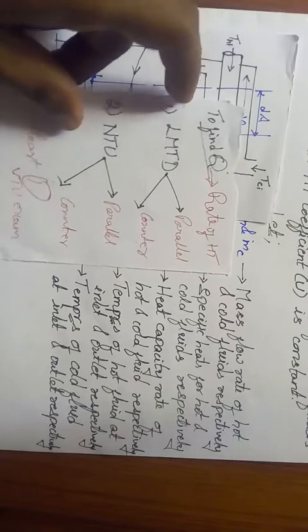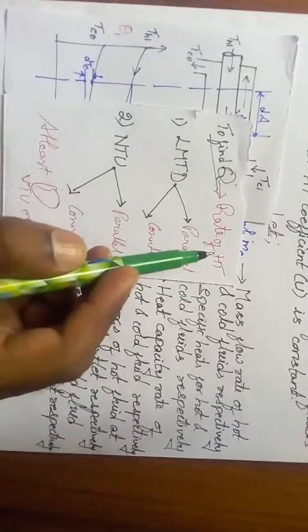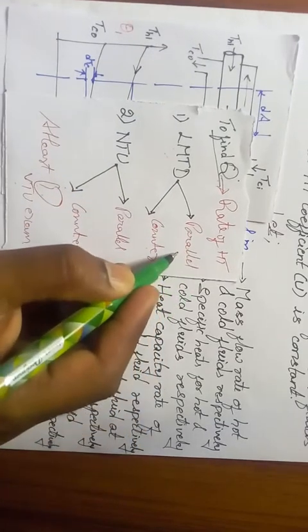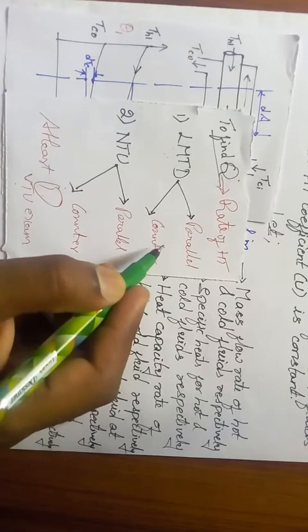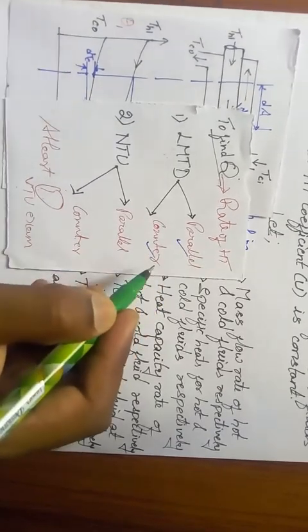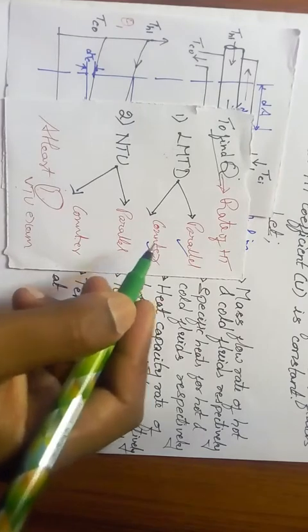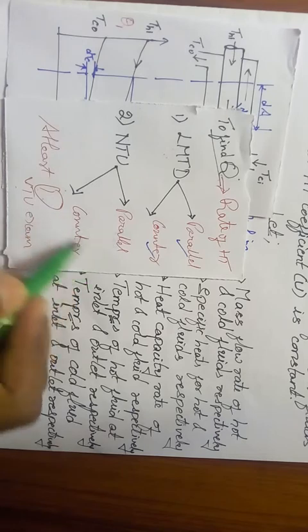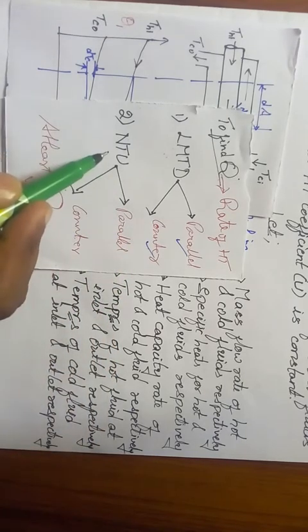So now, to find this Q, the rate of heat transfer, we had two methods, LMTD and NTU. Under LMTD we are done with parallel flow and counter flow heat exchangers. These two are completed. In the coming classes we'll study the parallel flow and counter flow heat exchanger derivations under NTU.